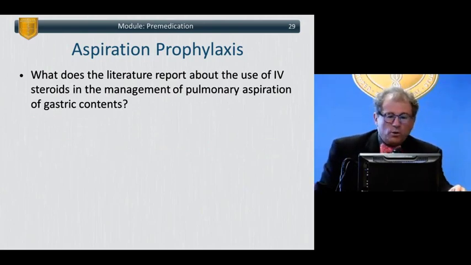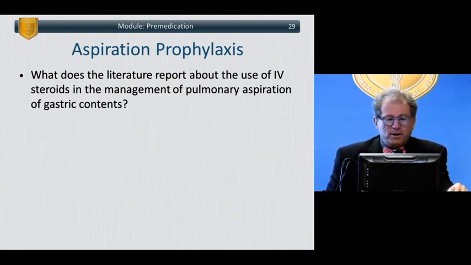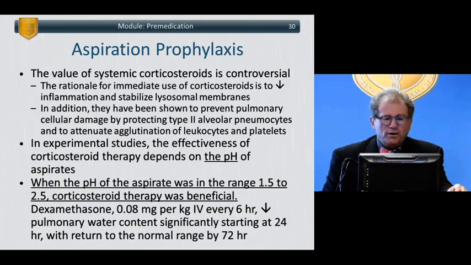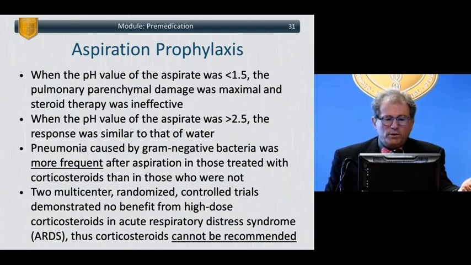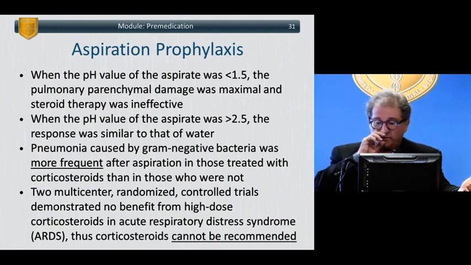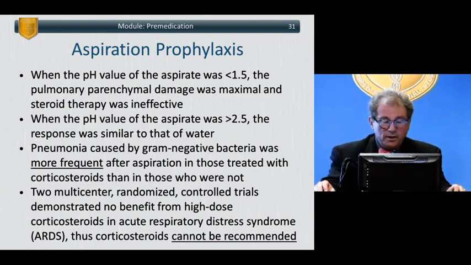What does the literature say about the use of steroids in the management of pulmonary aspiration? It's controversial. We know the benefits of steroids, but their effectiveness depends on the pH of the aspirate. When the pH of the aspirate is in the range of 1.5 to 2.5, steroids seem to have a beneficial effect. But when the pH was less than 1.5, the pulmonary parenchymal damage was maximal and steroid therapy was ineffective. When the pH value is greater than 2.5, the response is similar to that of water, as we said, so there was no benefit of steroids.